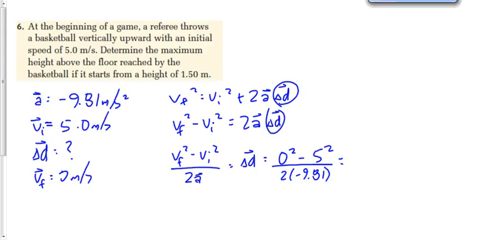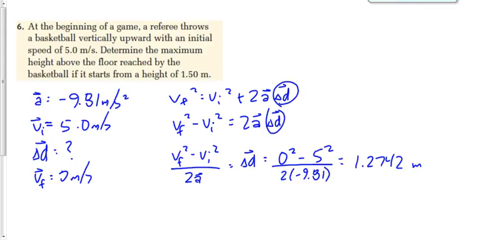We do that math, we end up getting negative on the top, negative on the bottom. They cancel to make a positive 1.2742 meters. But alas, that's not the answer that they give us in the appendix of the textbook, 1.27. So what am I missing here?